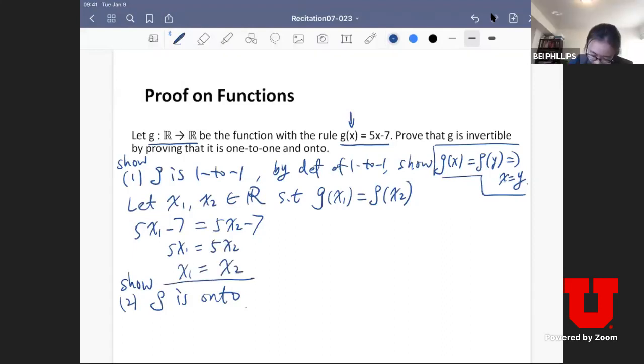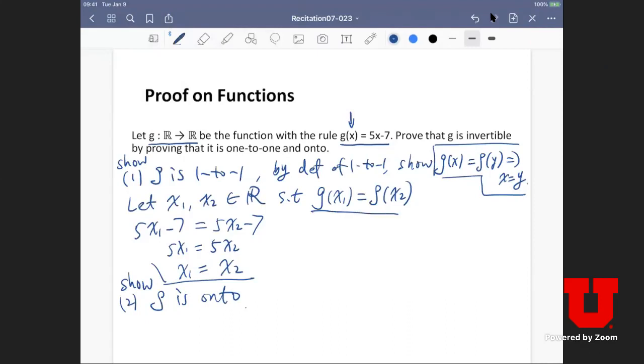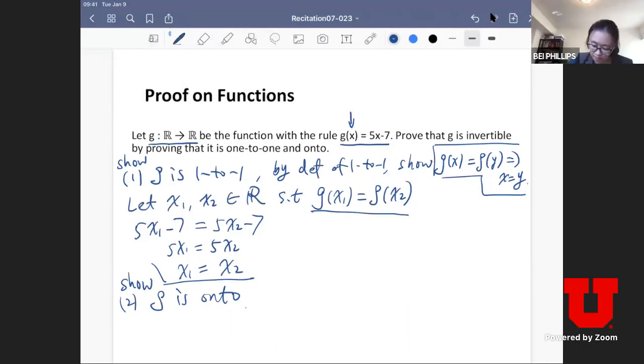And since x1 equals x2, we complete case 1. Of course, what I wrote here is a sketch, right? But what you do is you assume you have 2 elements, x1, x2, such that G of x1 equals G of x2, and you show that x1 equals x2. Then you show G is one-to-one.